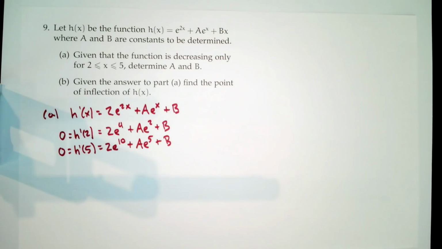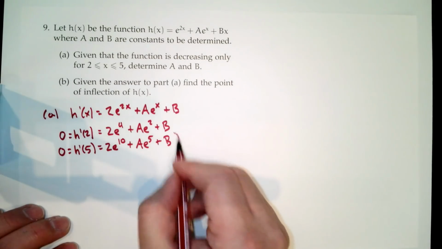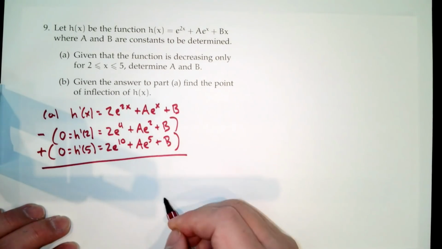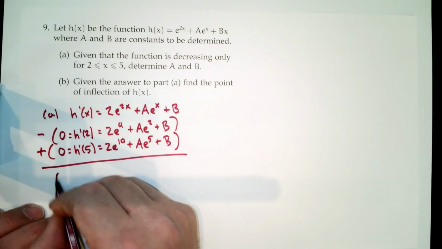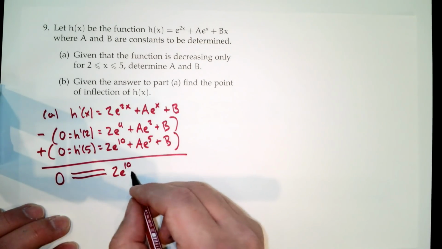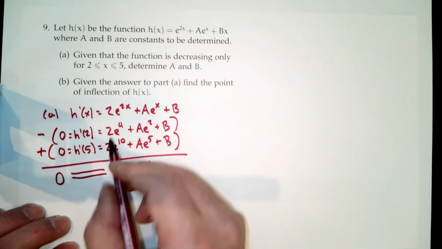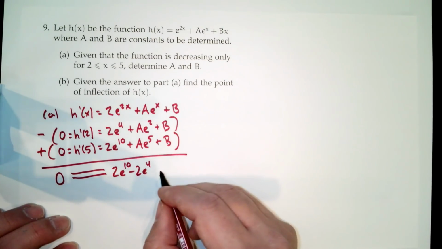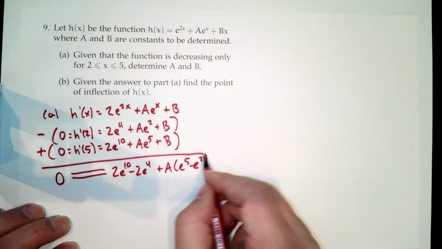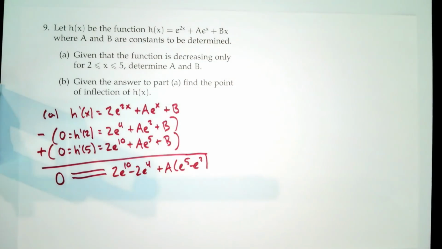I'm kind of in a mood. I'm going to subtract here. So let's take the first equation and subtract it from the second equation. If we did that, we would get 0 equals 2e to the 10th minus 2e to the 4th, plus a times e to the 5th minus e squared. And the b's would cancel. So that's why I just did subtraction. This, by the way, is equivalent to solving for b and setting the 2 results equal to each other.